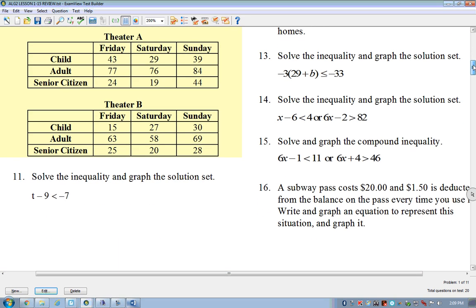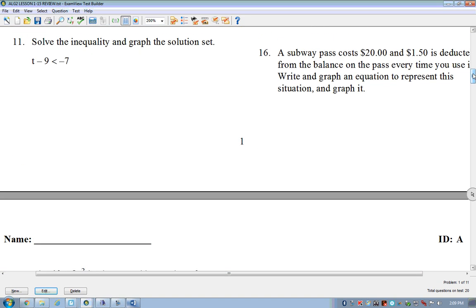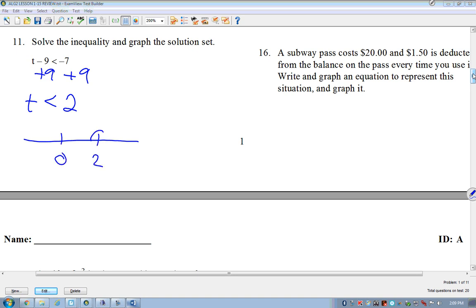All right, let's see where we're at. Number 11. Can we? No, it's not necessary. All right, let's do it anyways. All right, add 9 to the other side. All right, t is less than 2. Okay, 0, 2. Open circle to the left. There we go. Great. Did I mess it up? No. Okay.